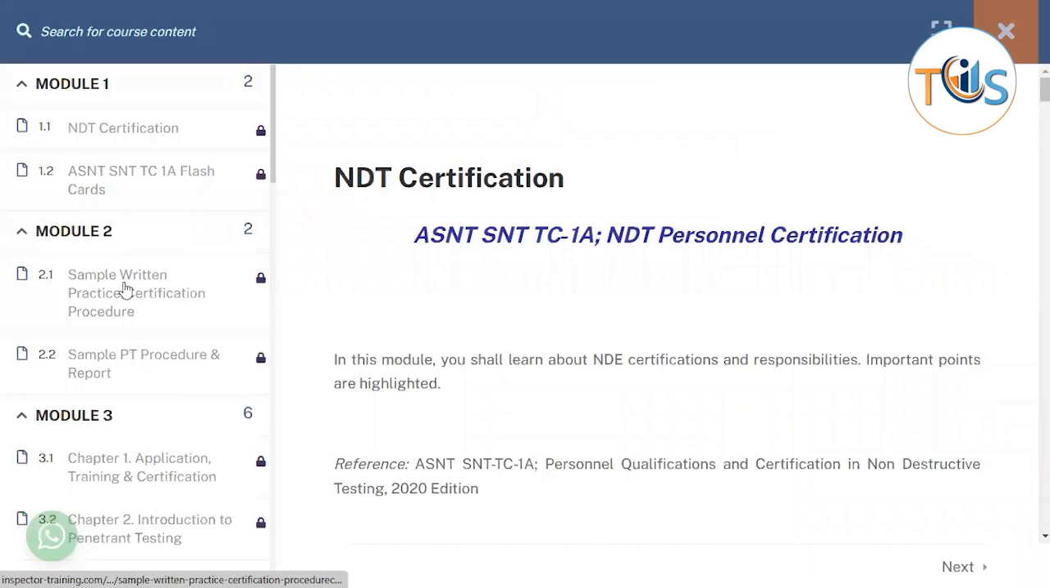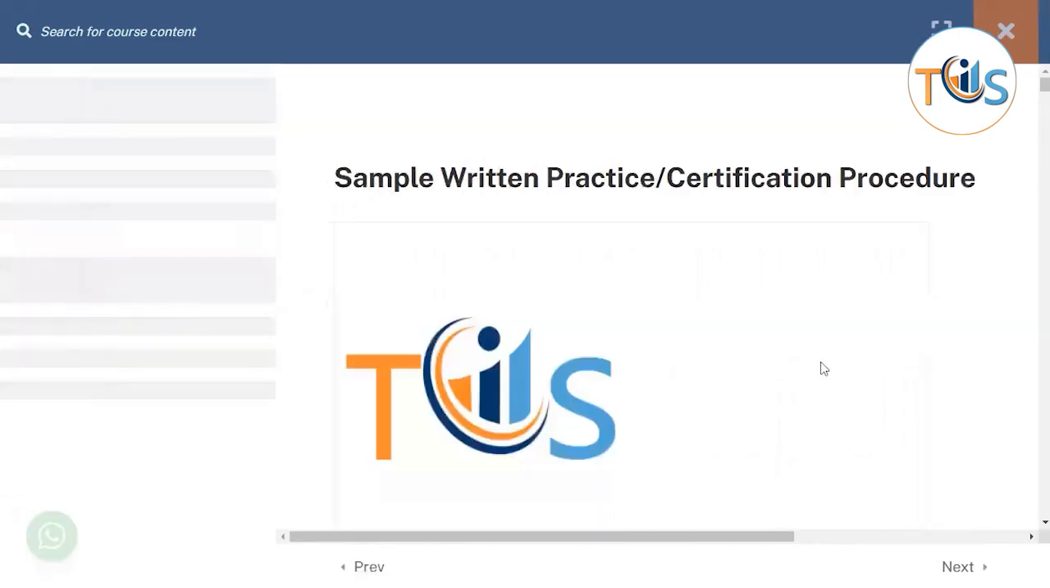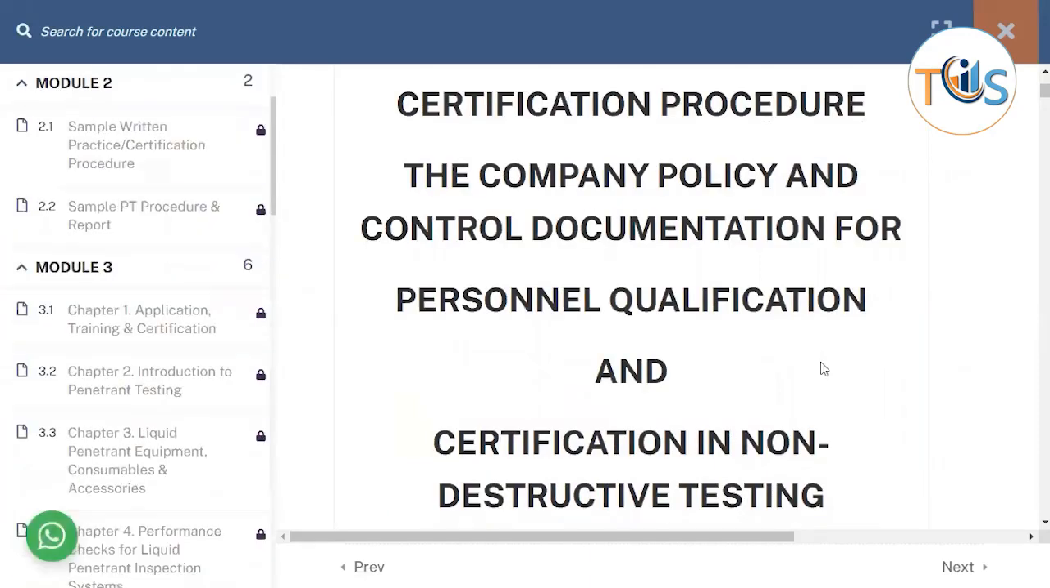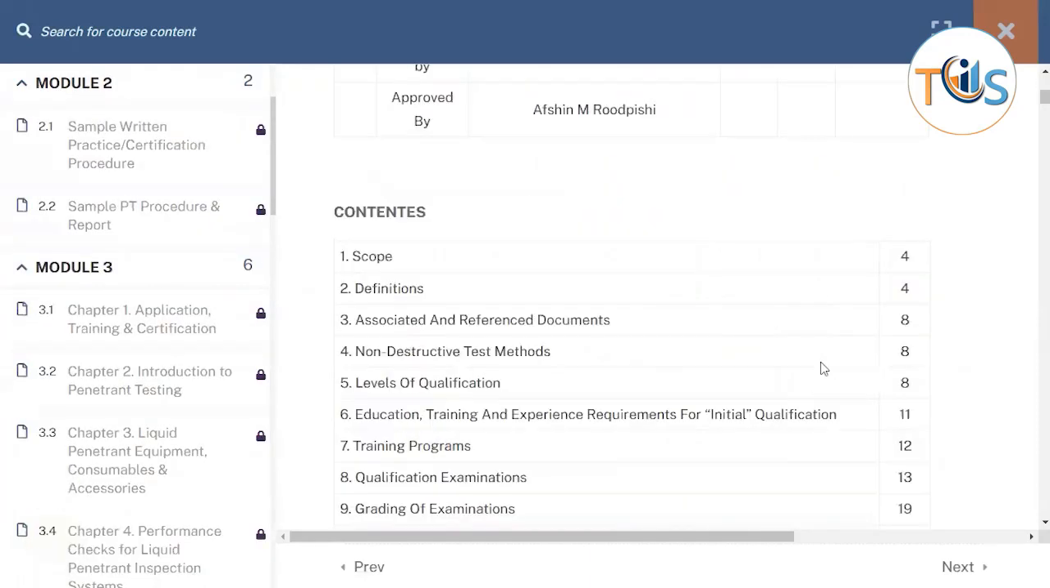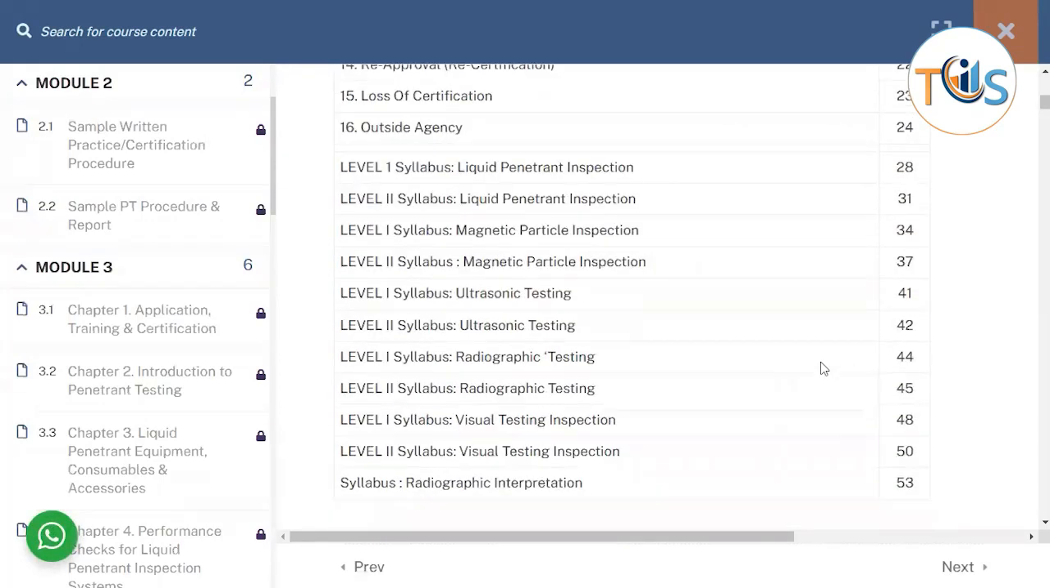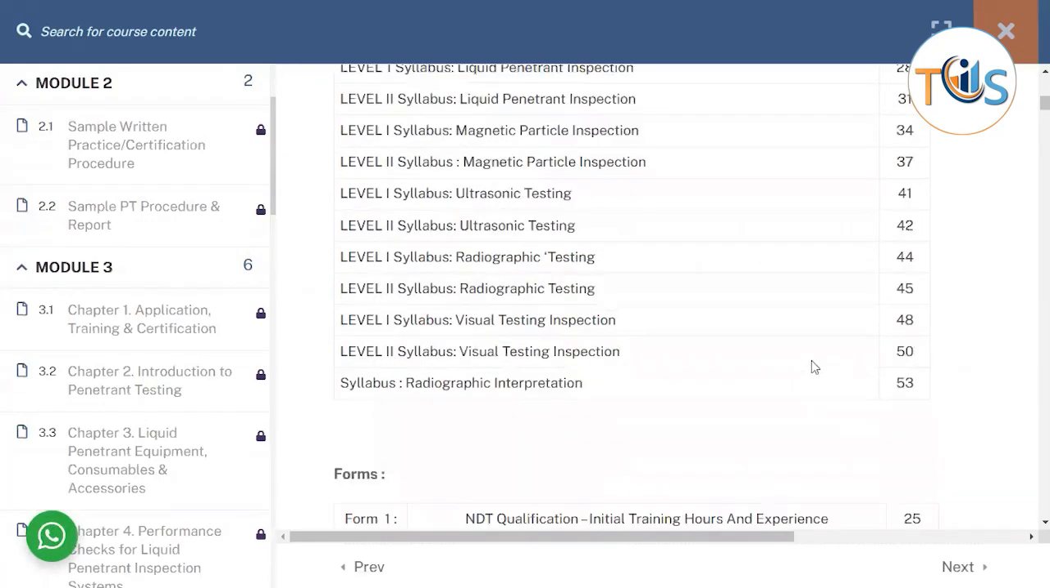In Module 2, we'll be going through a sample written practice or certification procedure, what it has, so you have an idea how the training and course syllabus, examination, certification and re-examination and everything else works. And then we'll go through a sample PT procedure, because everything you do should be according to an approved or established procedure.